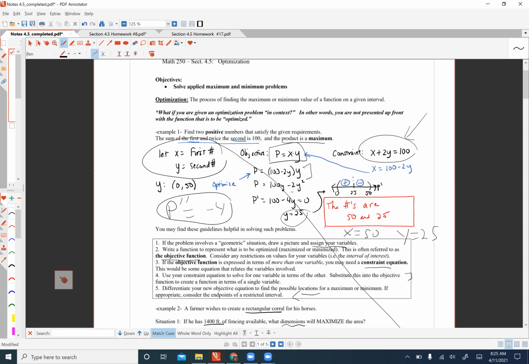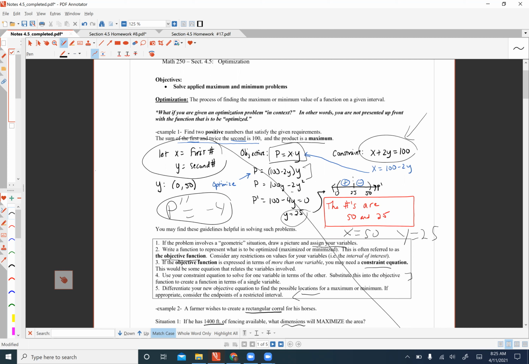So let's look at this first problem, an example here. What we're going to do is optimize. We have two numbers, and we're going to call them x and y. The sum of the first and twice the second is 100. You may have seen a problem like this in algebra. And their product is a maximum.